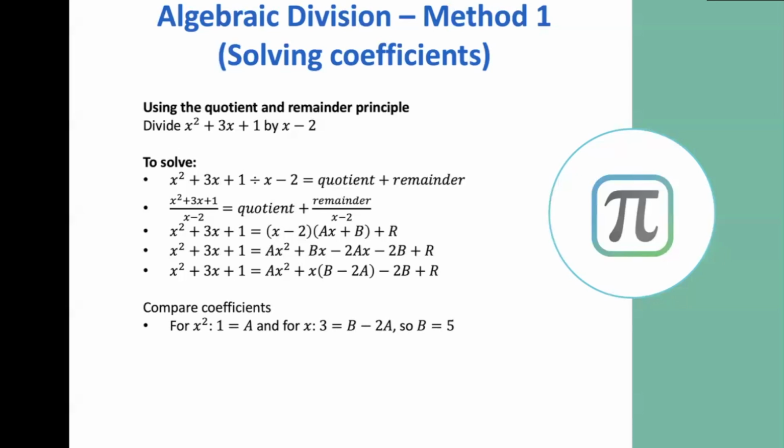Therefore, for x squared, we have in the equation on the left 1x squared, and this is equal to ax squared on the right. Therefore, a has to be 1.